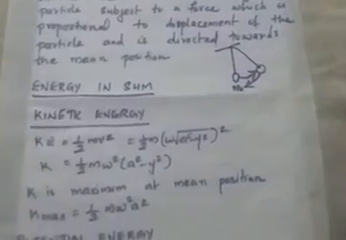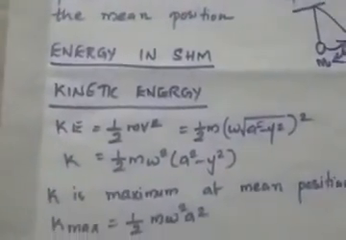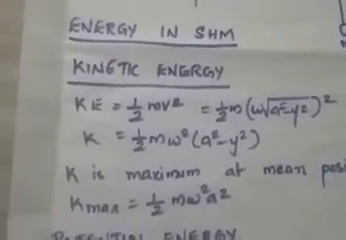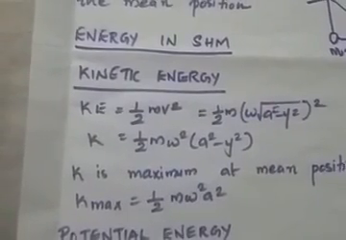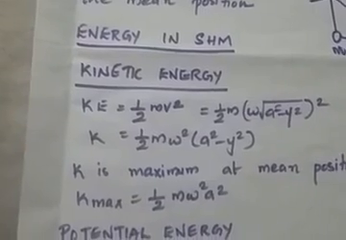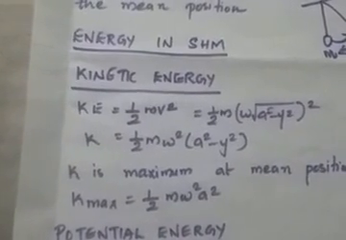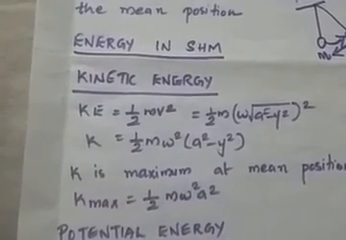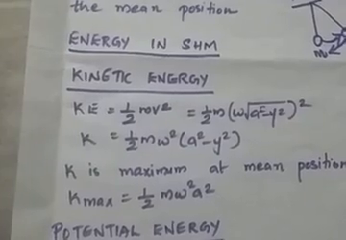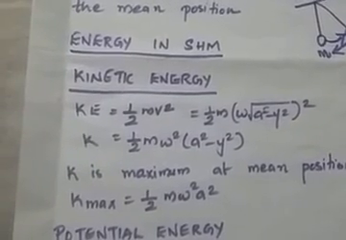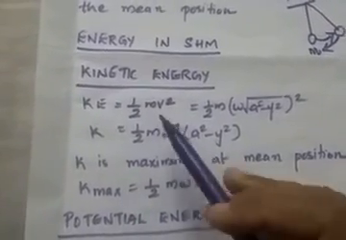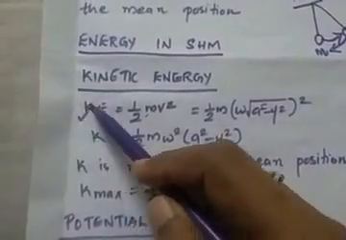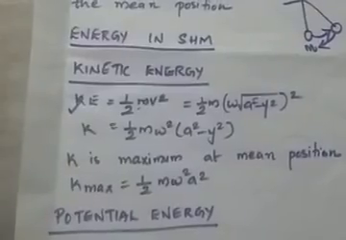Now let's find out an expression for energy in simple harmonic motion. You know that energy is the sum of kinetic energy and potential energy, that is the total mechanical energy of any system. So here also we can consider total energy in simple harmonic motion as the sum of kinetic energy and potential energy. And what is the expression for kinetic energy? First we are going to find out kinetic energy.